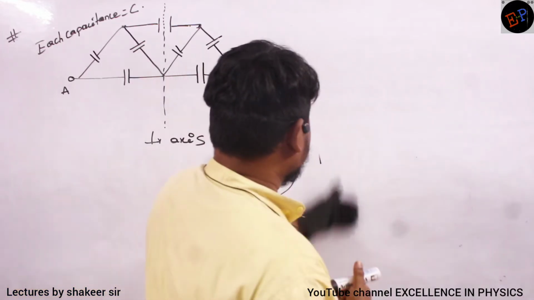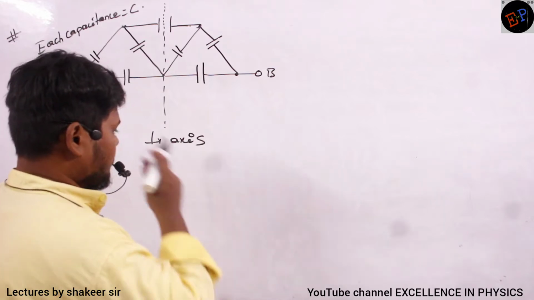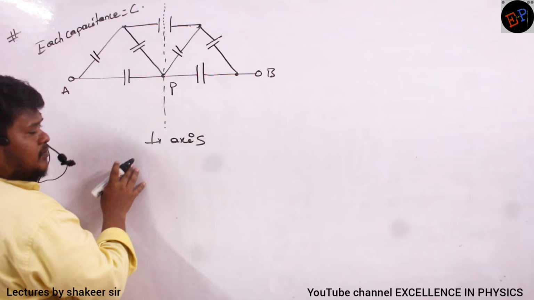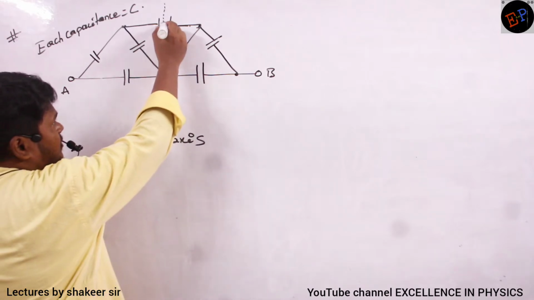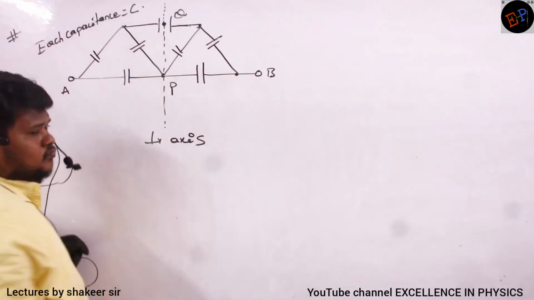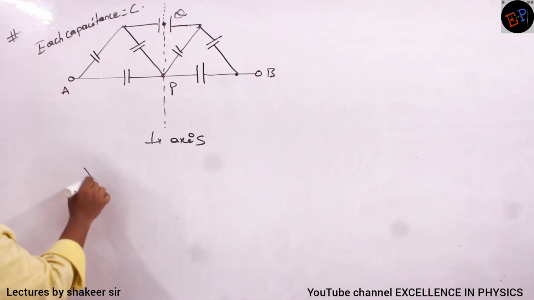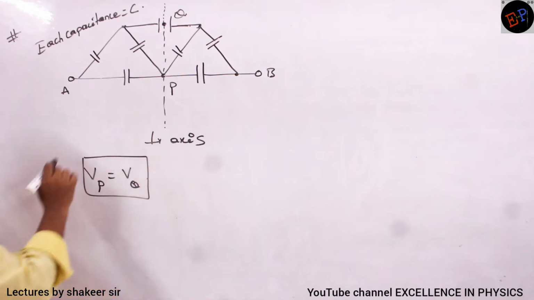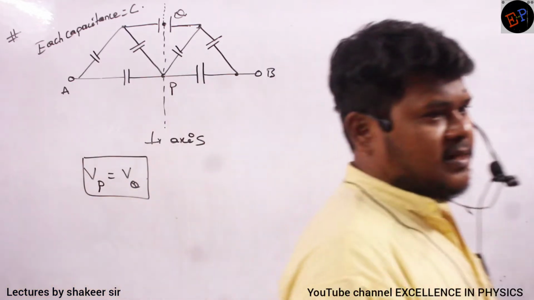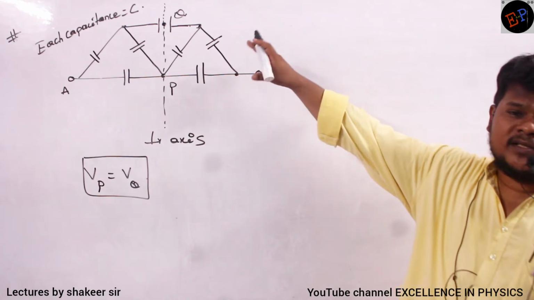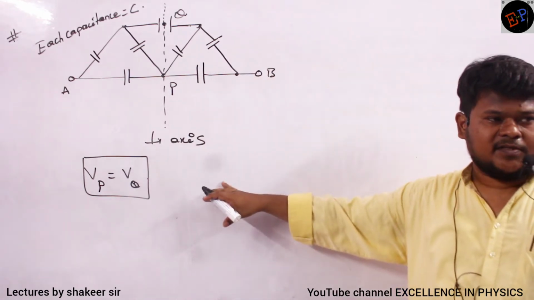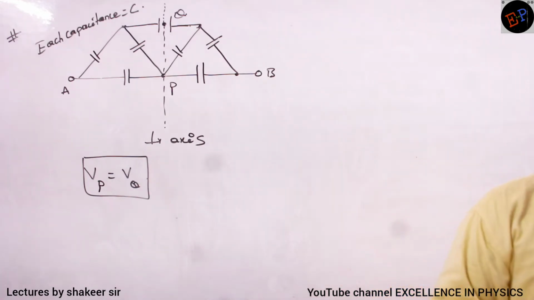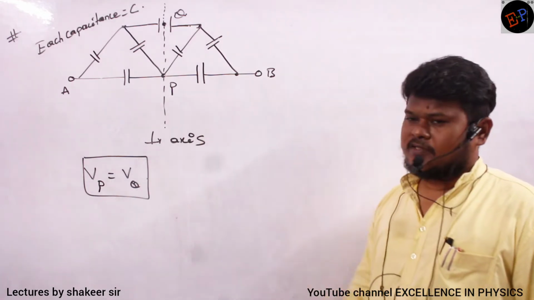Therefore, what I can do is, see, this is point P. Clear, no? And here, there will be one more point, which is point Q. So, can I say that the potential at P and the potential at Q are equal? Can I say like this? I can say yes, because point P and point Q are present on the perpendicular axis of symmetry. And on the perpendicular axis of symmetry, potentials must be equal. So definitely point P and point Q are at the same potential.